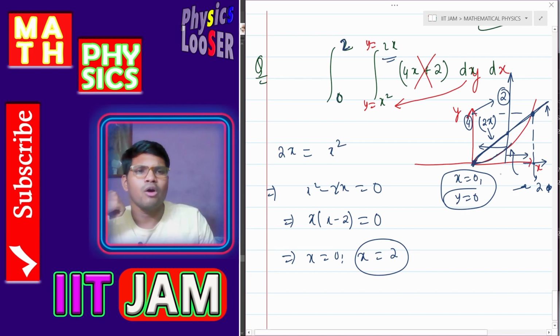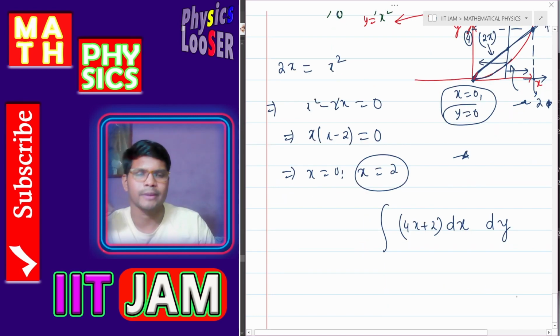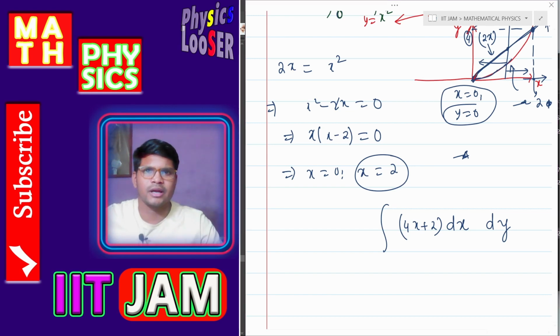Okay. Now you can also change this whole argument like this. For an example, I want to choose that this is 4x plus 2, and I want to choose that first of all I'm going to do dx and then I'm going to do dy. Okay, so how can we change this particular limit?